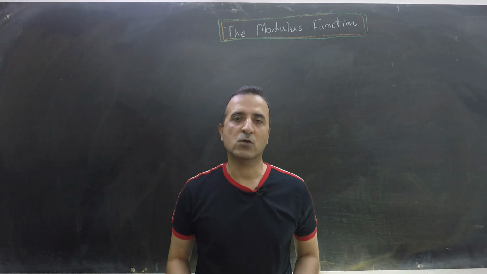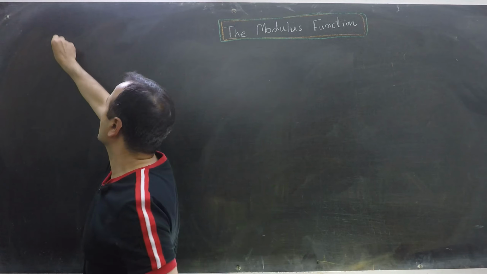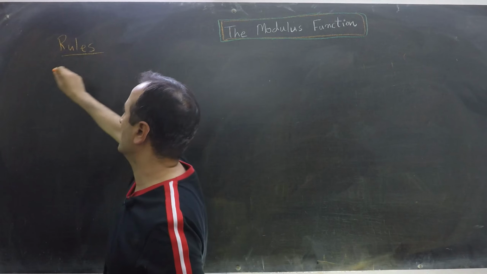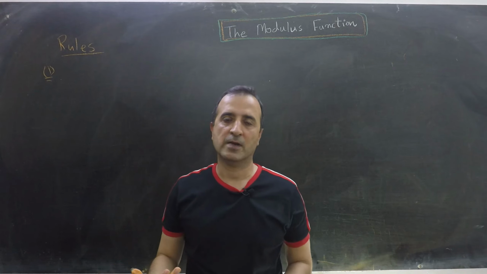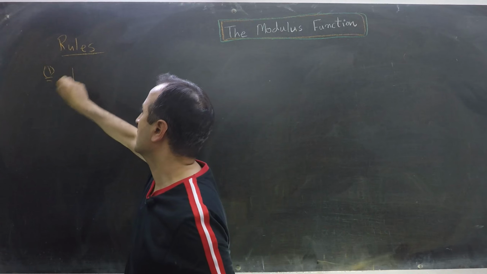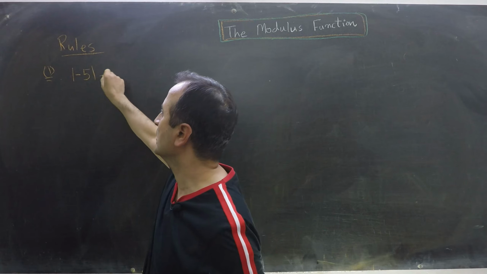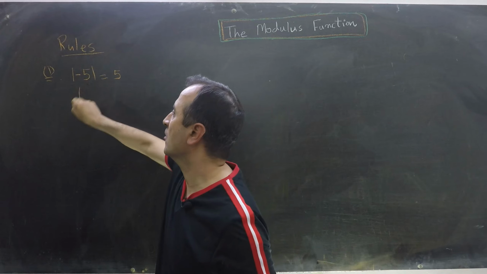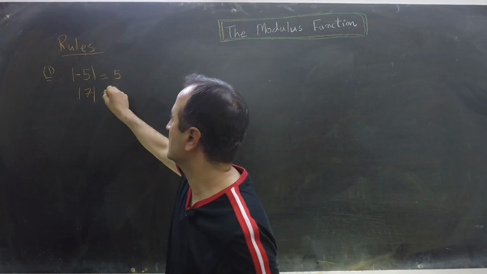There are three key rules of modulus function. Number 1, modulus of a real number is always positive. For example, if my number is negative, like -5, then modulus of it will be 5, a positive number. And if my number is already positive, then my result will remain positive, 7.